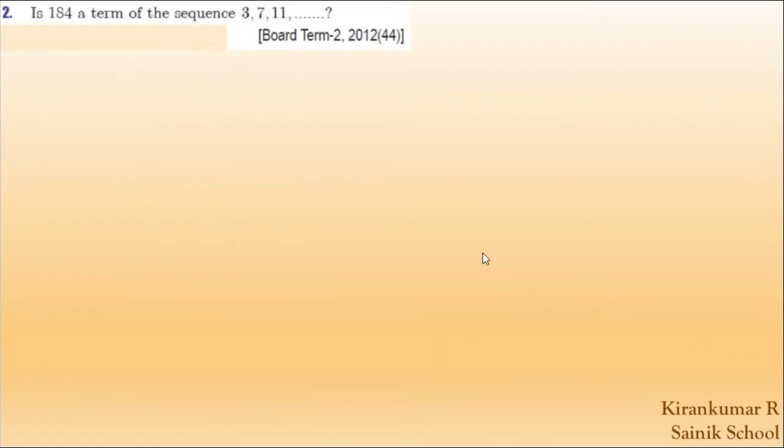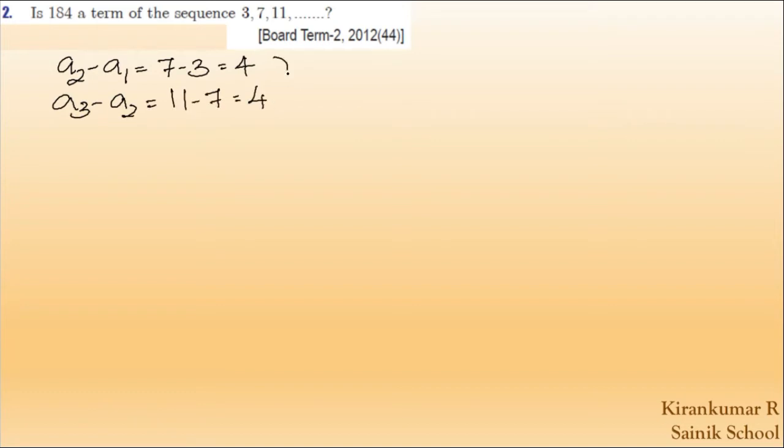Next question. Is 184 a term of the sequence 3, 7, 11 and so on? First, let me identify whether this sequence is an arithmetic progression. For that, I need to find a2 minus a1. In this case, it's 7 minus 3, which is 4. And a3 minus a2 is 11 minus 7, which is also 4. Here, there is a common difference. So the common difference is positive 4. Therefore, the sequence is an arithmetic progression.